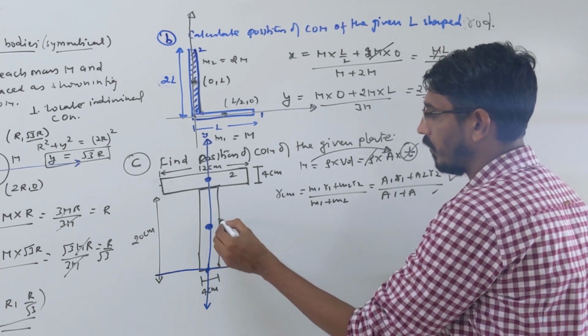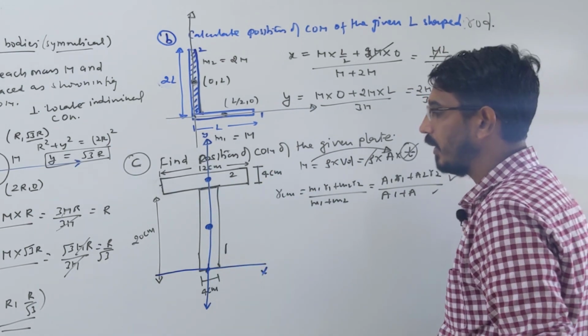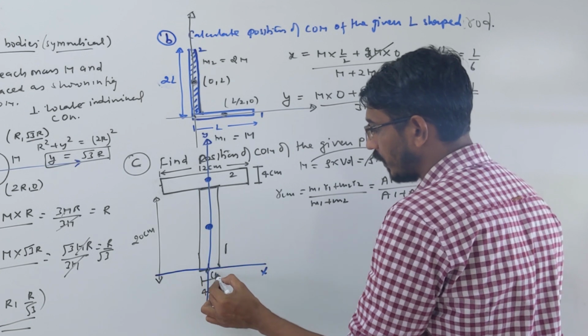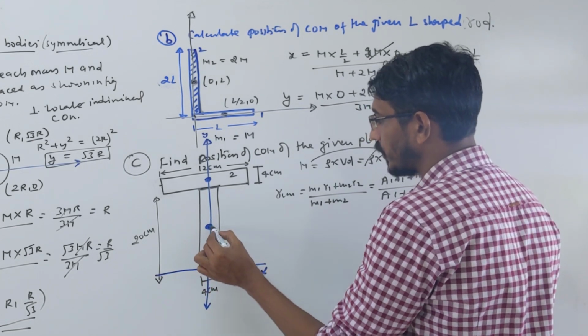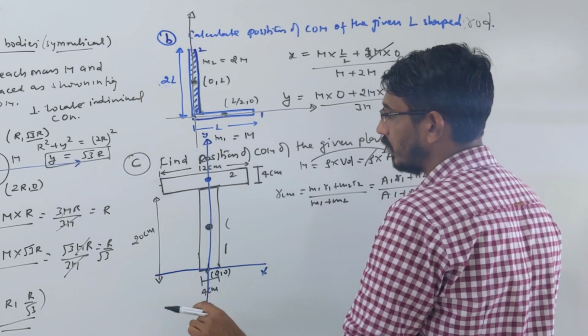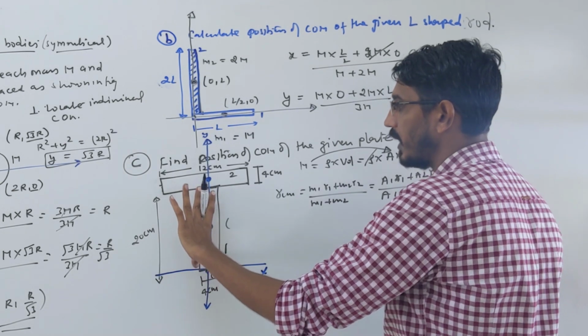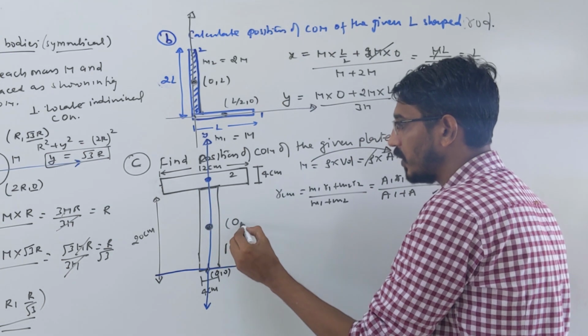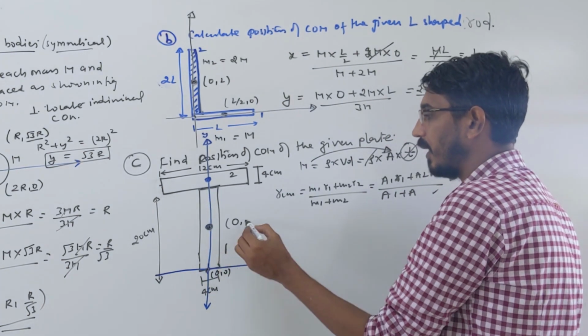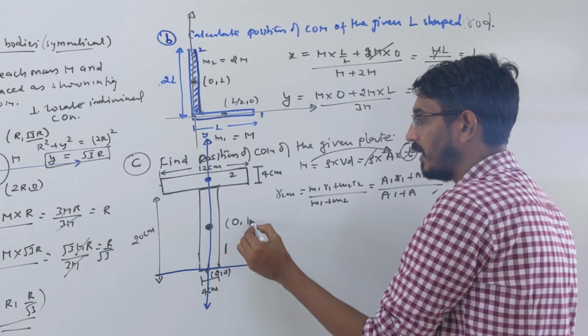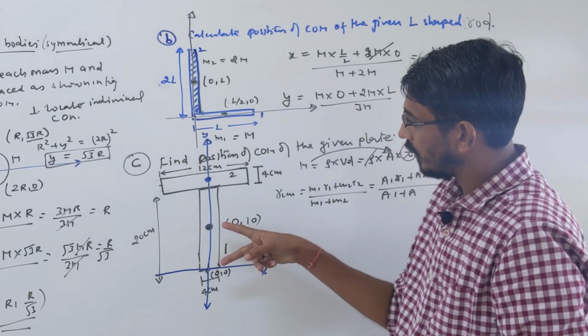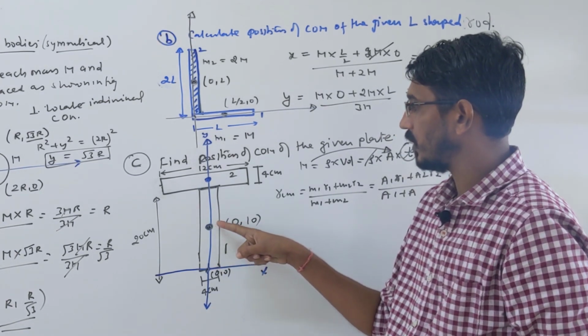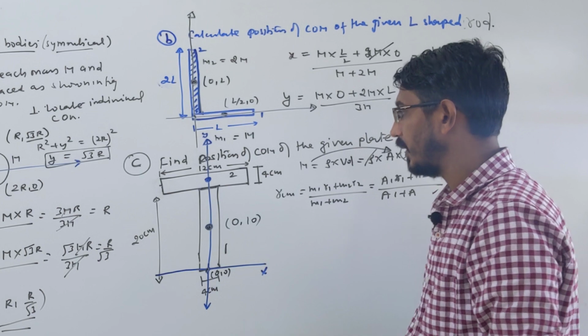So this is body number 1, this is body number 2, and this is the origin (0, 0). What is the position of the center of mass of this body? The height is given as 20 centimeter, so it will be at 10 centimeter. The x coordinate is 0, because this point is on the y line, and the y coordinate will be 10 centimeter. The height of the center of mass of this body from the origin is 10.